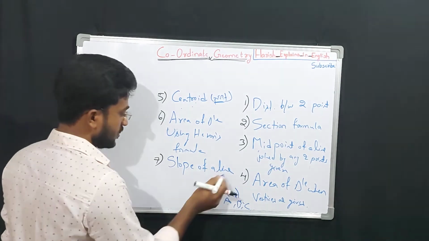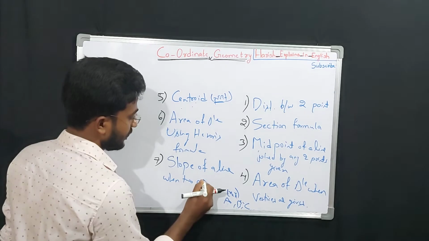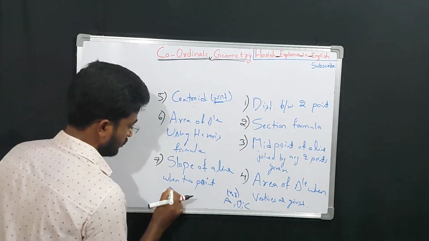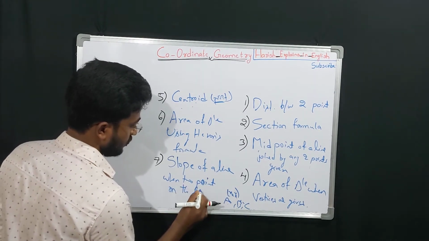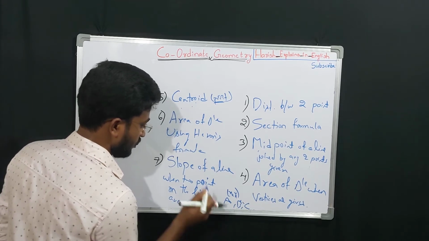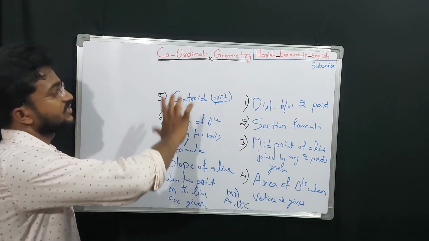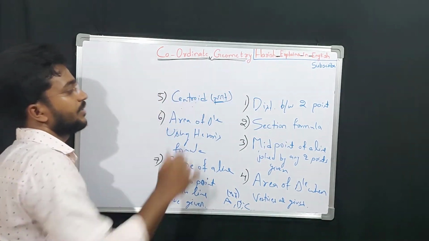Slope of a line when 2 points on the line are given. So these are the topics we'll discuss in the coordinate geometry chapter.